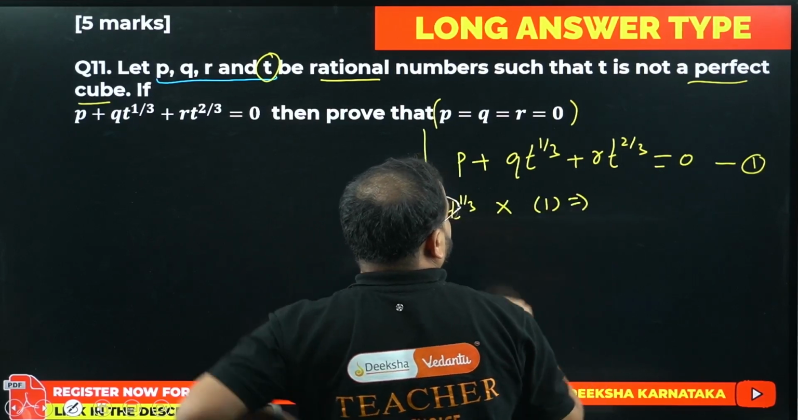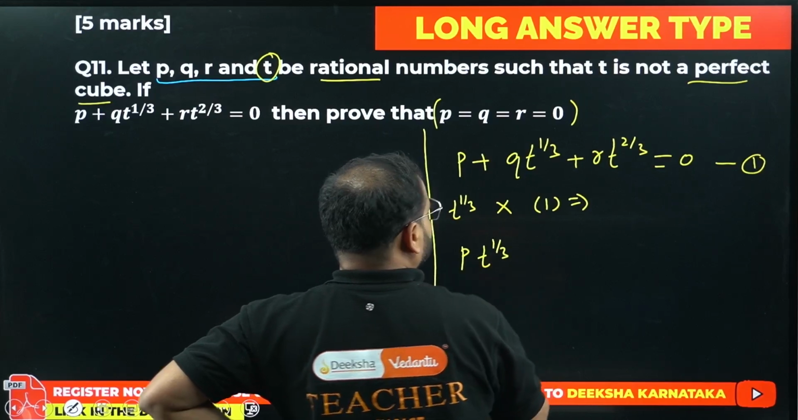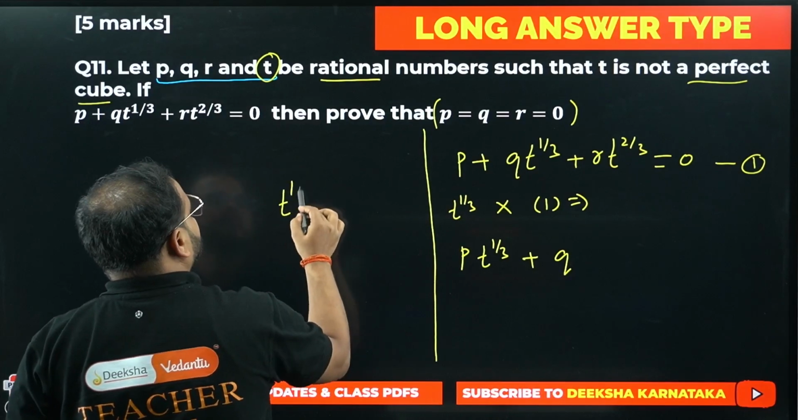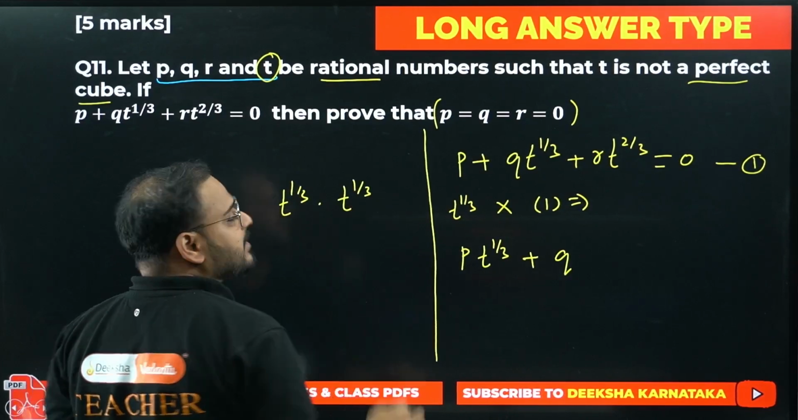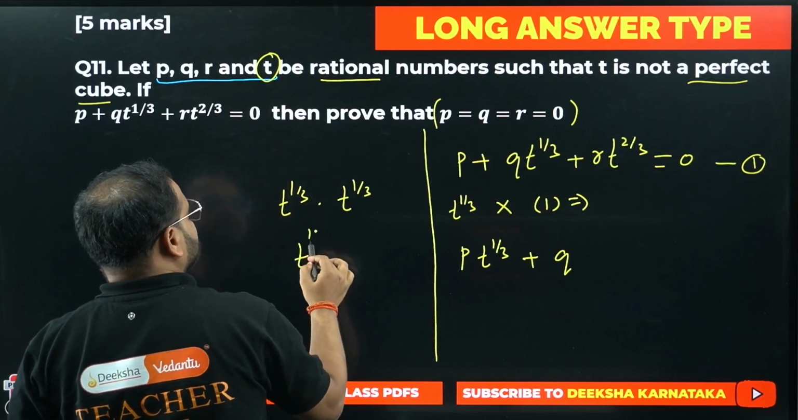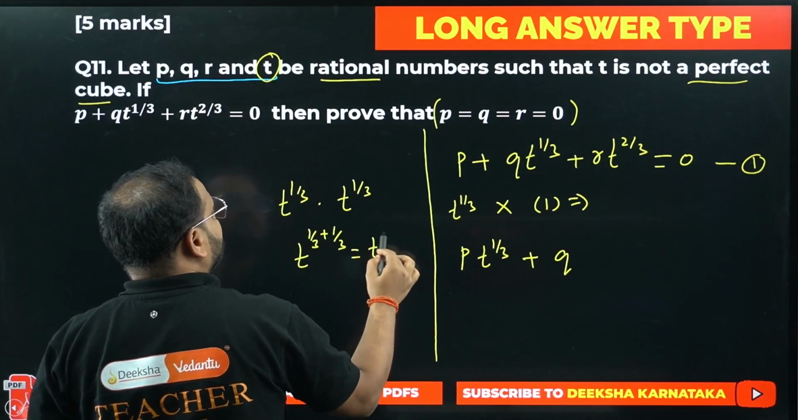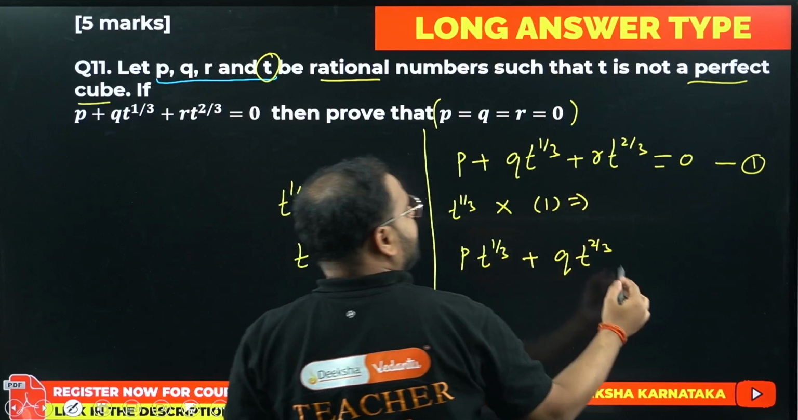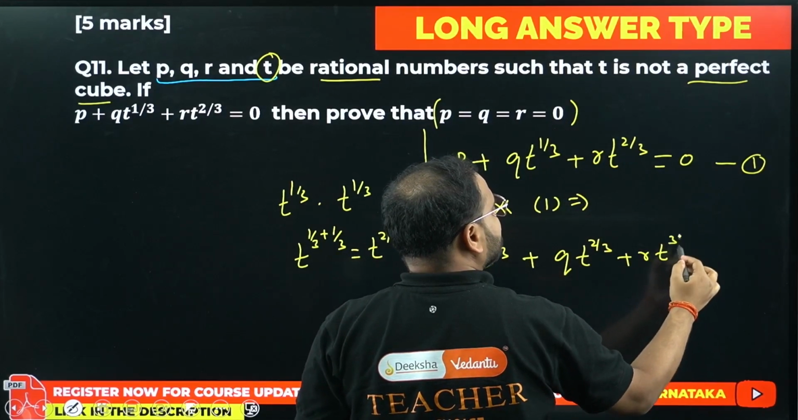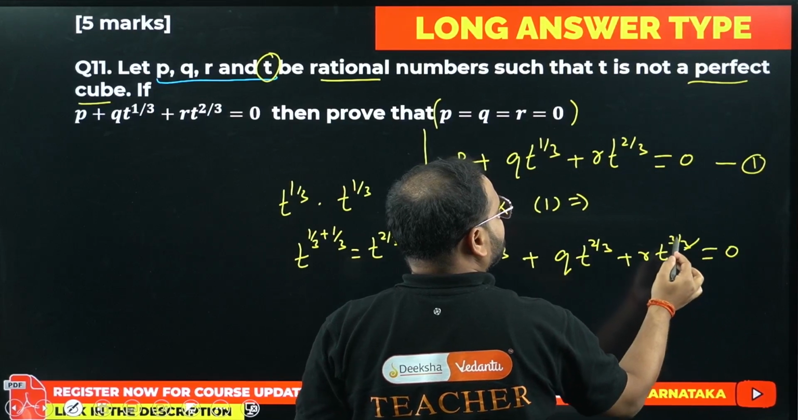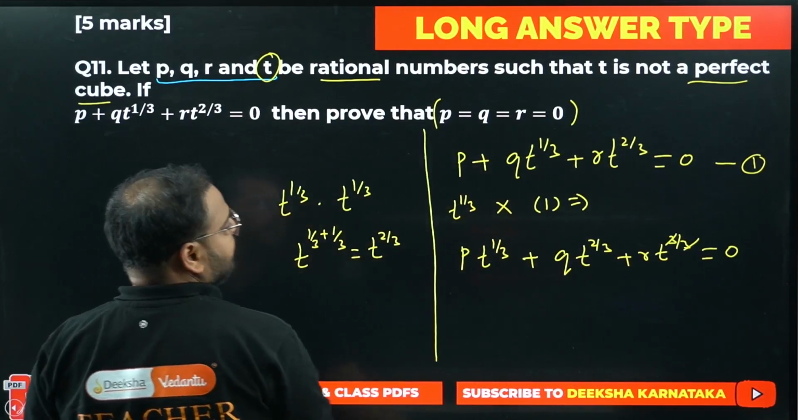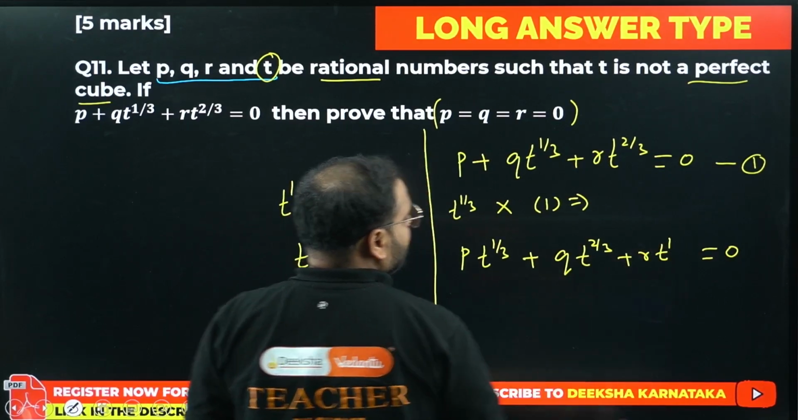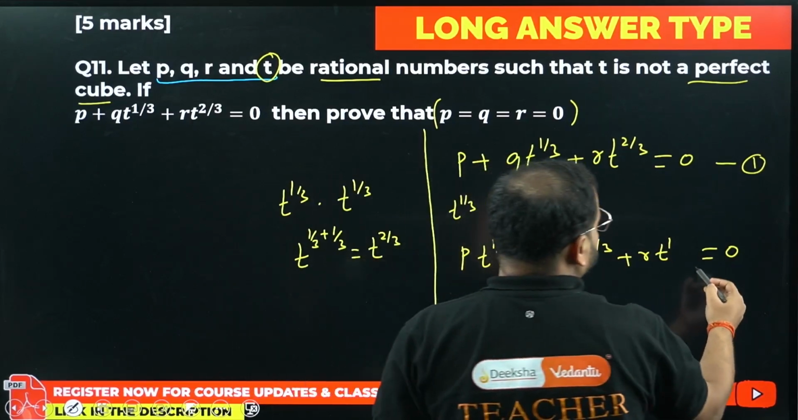What's the result? P times T power 1 by 3, plus Q times, if you multiply T power 1 by 3 and T power 1 by 3, I'm showing you over here. Next onwards, I'll not show. So please have a look. Same base, add the powers. 1 by 3 plus 1 by 3, how much is that? T power 2 by 3. Same way, it will become T power 3 by 3. So plus R times T power 3 by 3 equals 0. 3 by 3 will be cancelling each other, so I get this simply as 1. Now this will be my equation number 2.